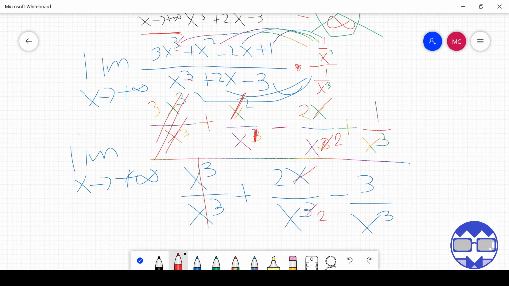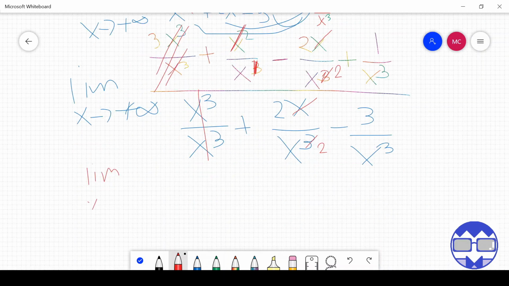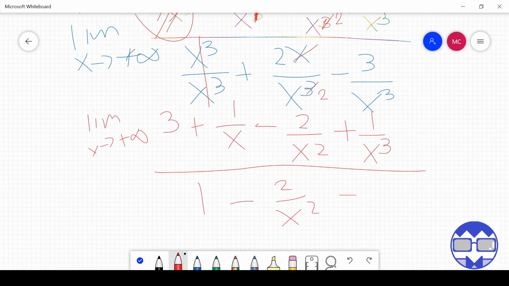Okay, let's continue below. Let's try to rewrite to make things clear. We have the limit as x approaches positive infinity, and this becomes 3 plus 1 over x, sorry, not plus but minus, minus 2 over x squared plus 1 over x cubed, all over x cubed over x cubed, which is just 1, minus 2 over x squared minus 3 over x cubed. Are you keeping up?